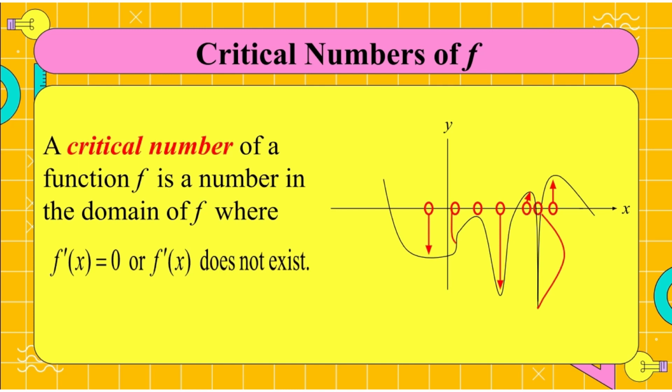A critical number of a function f is a number in the domain of f where the derivative of x can be 0, or where the derivative of x does not exist. It can be shown on the graph by horizontal tangent lines or vertical tangent lines or sharp corners as well.